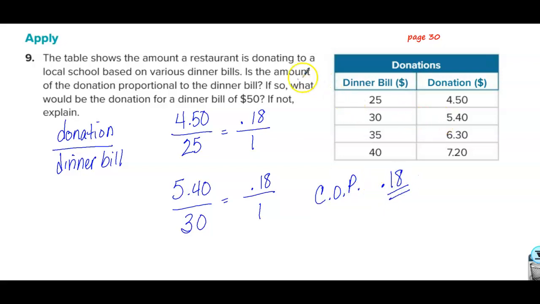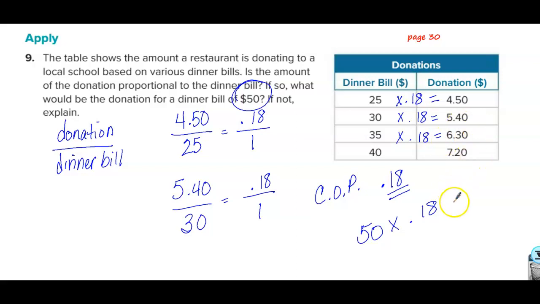All right. So if you had a dinner bill of $50, what you would do then is you would take 50 and you would multiply it times 0.18. Think about it. This amount here times 0.18 equals this amount. This amount times 0.18 equals that amount. This amount times 0.18. You get where I'm going with this? So we take a $50 bill and multiply it times 0.18.